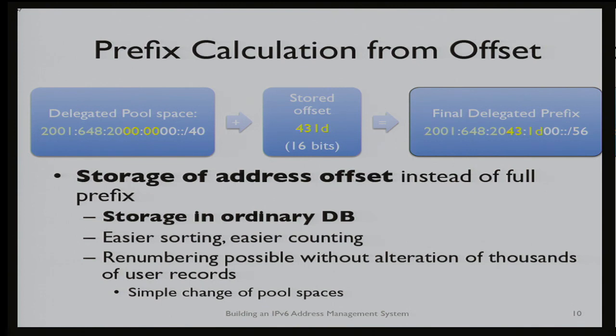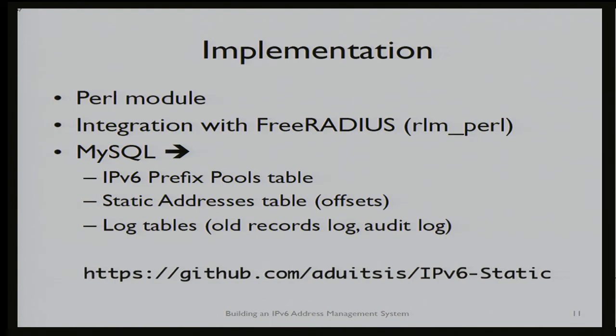What's interesting is that all the prefixes, the non-negative integers, get stored in an ordinary relational database. And integers are very easy to sort. It's very easy to count integers. And there's an added benefit. If at some point we need to do some sort of renumbering or something similar, we'll just replace the delegated pool space on the leftmost box. And everything else is going to happen automatically. So this is an added benefit.